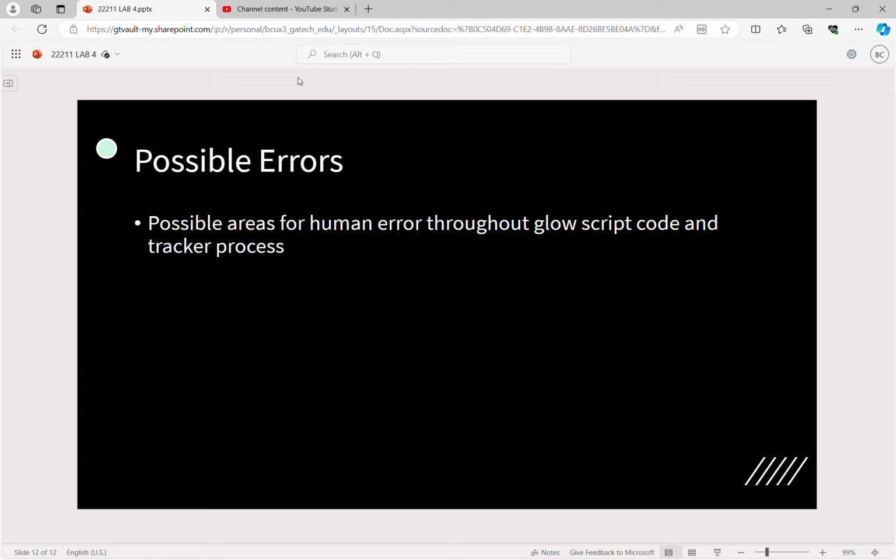And then possible errors. Some possible areas for human error were throughout the GlowScript code and the Tracker process. Obviously, we're not perfect, and we try to make Tracker as accurate as possible, but there's definitely room for human error. And for the GlowScript code, we're using very rough estimates, so we try to get as precise data as possible, but it's not always possible.